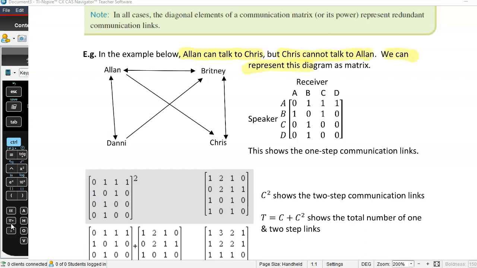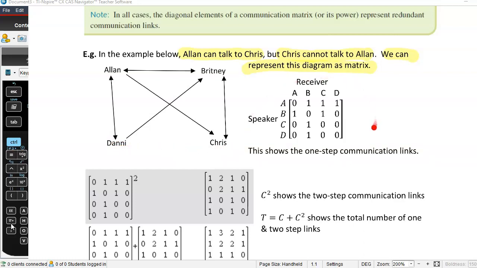We can represent this diagram as a matrix. Looking at this diagram, you can see Alan and Brittany can talk to each other. Brittany and Chris can talk to each other. Danny can talk to Brittany, Alan can talk to Chris, and Alan and Danny can talk to each other, but Brittany can't talk to Danny. It might be that Brittany doesn't have Danny's phone number. And Alan can talk to Chris, but Chris can't talk to Alan. Again, they might not have their phone number, and there's no communication method directly between Danny and Chris.